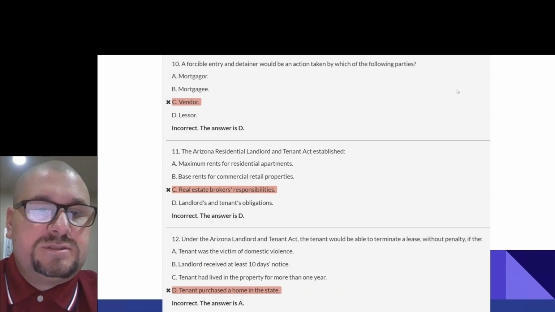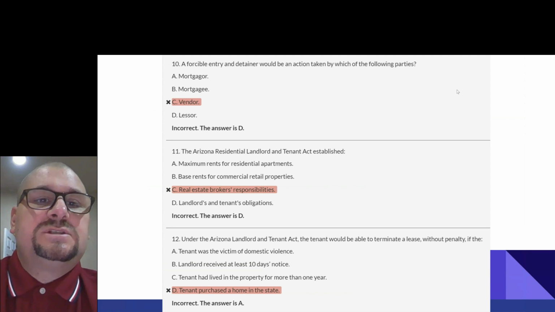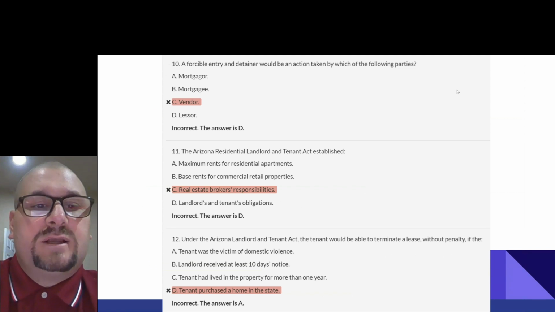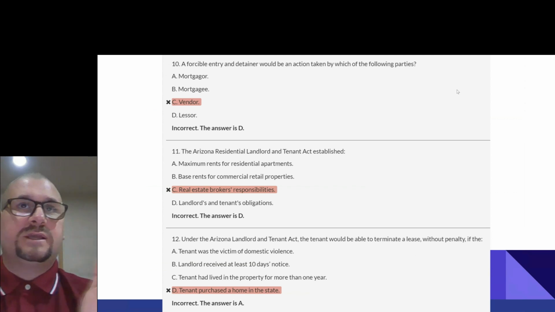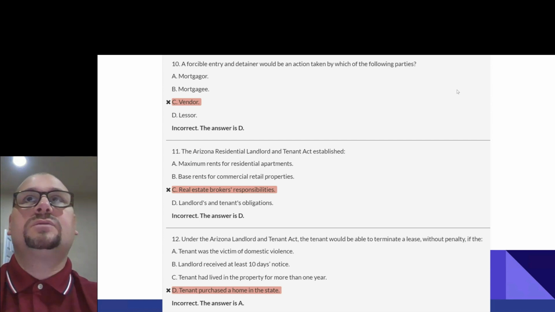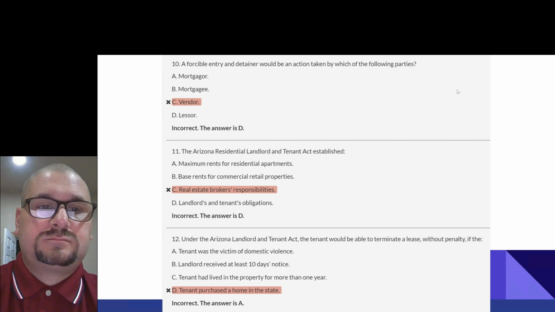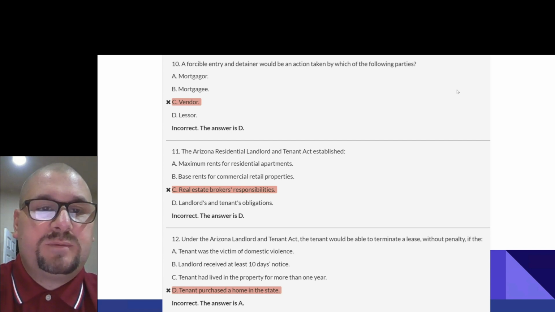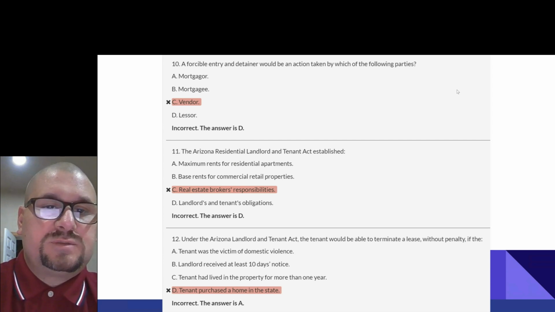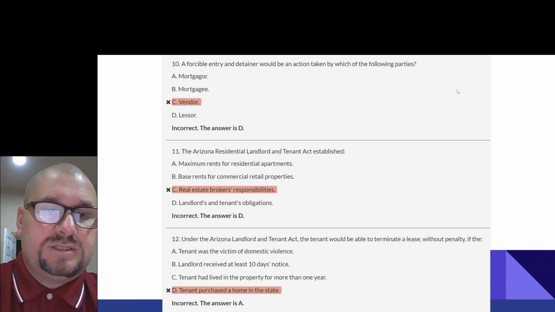The Arizona Residential Landlord and Tenant Act established, Delta, landlord and tenant obligations. So this is the Arizona Residential Landlord and Tenant Act, right? That established the landlord and tenant's obligations. What's the landlord obligated to do? What's the tenant obligated to do? Did they establish max rents for residential apartments? No. Base rents for commercial retail? No. Real estate brokers' responsibilities? No. It established landlord and tenant obligations.